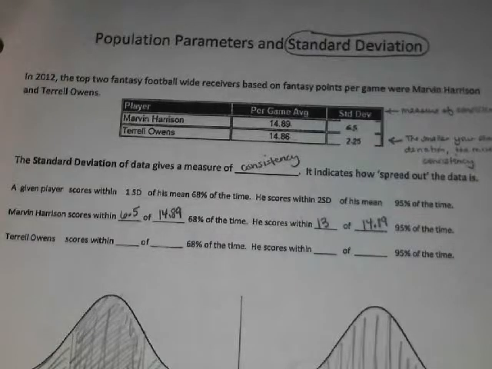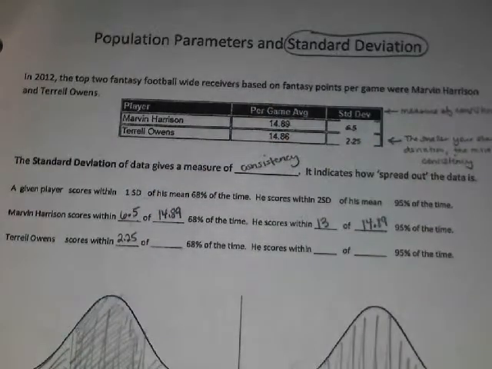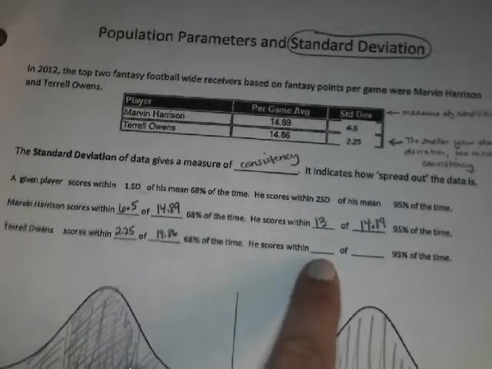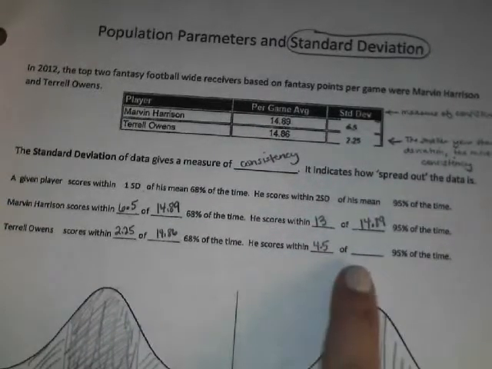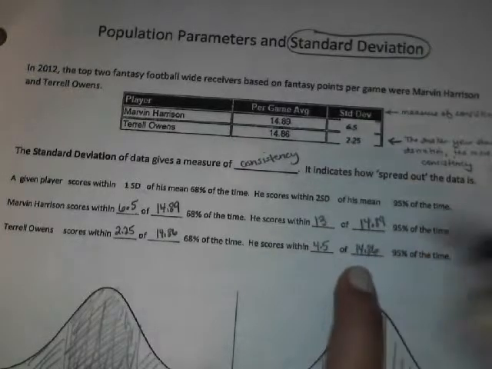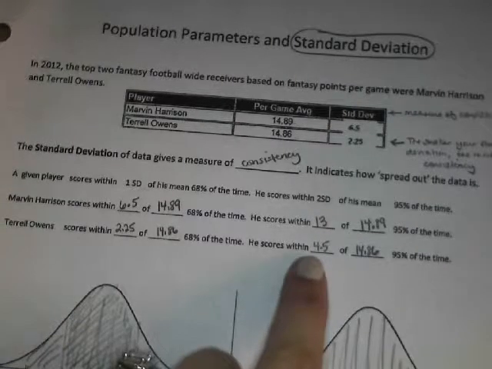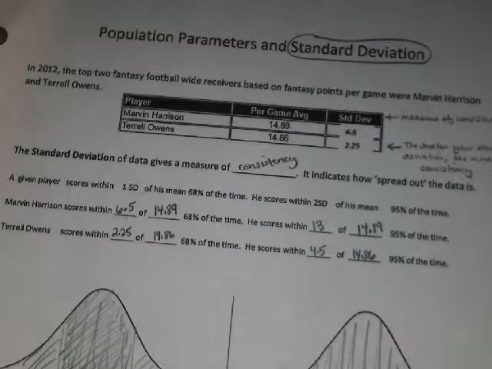With Terrell Owens, 1 standard deviation was 2.25 of his average, which is 14.86. So he scores within 2.25 points of 14.86, 68% of the time, and then 2 standard deviations would be 2 times 2.25, which is 4.5 of his average, 14.86. So 95% of the time, he stays within 4.5 points of his average. Whereas Marvin Harrison stays only within 13 points of his average. Again, higher variability for Marvin Harrison. Okay?